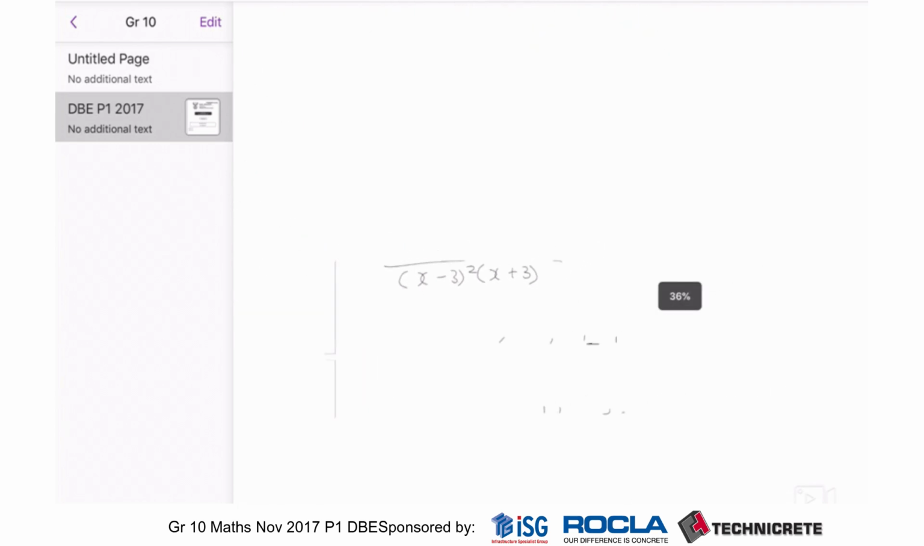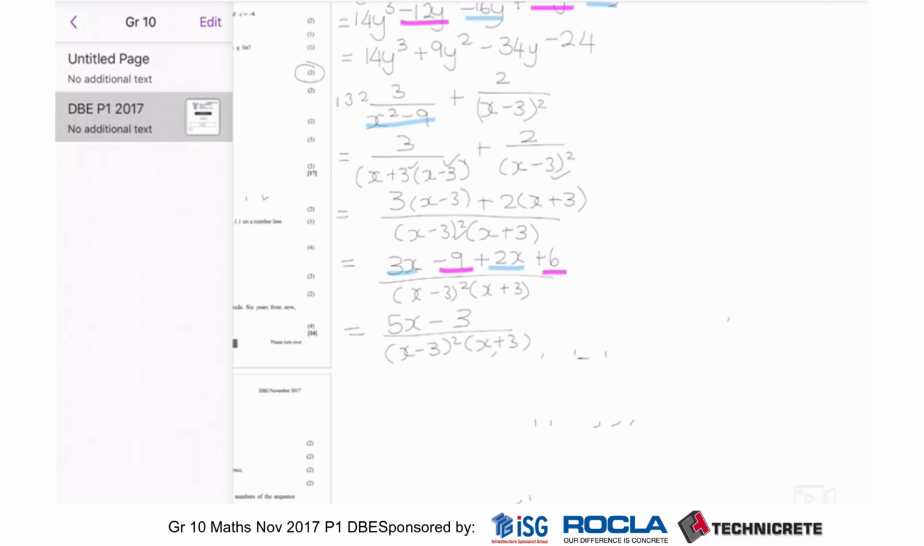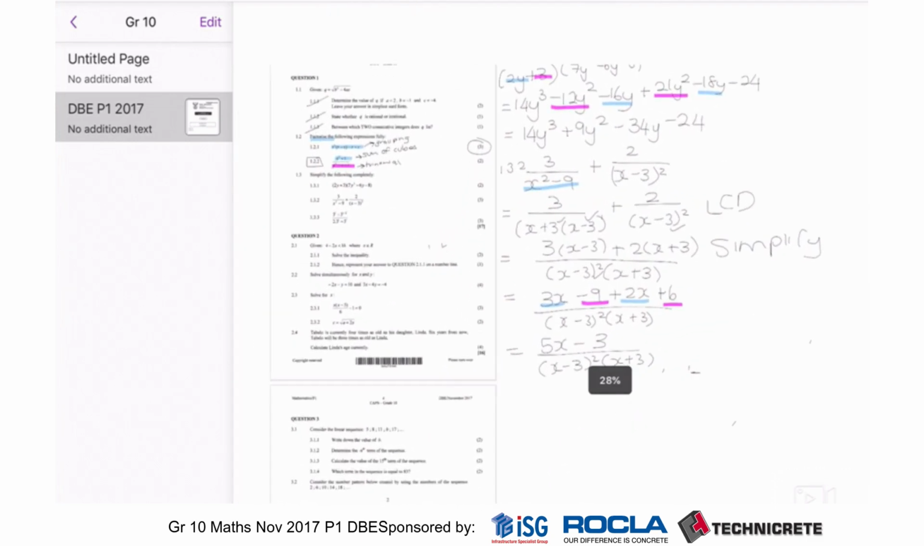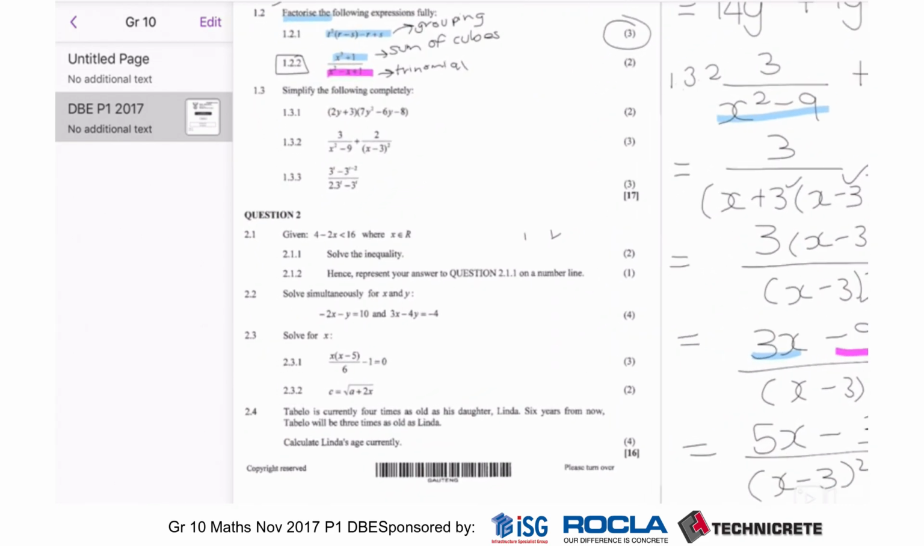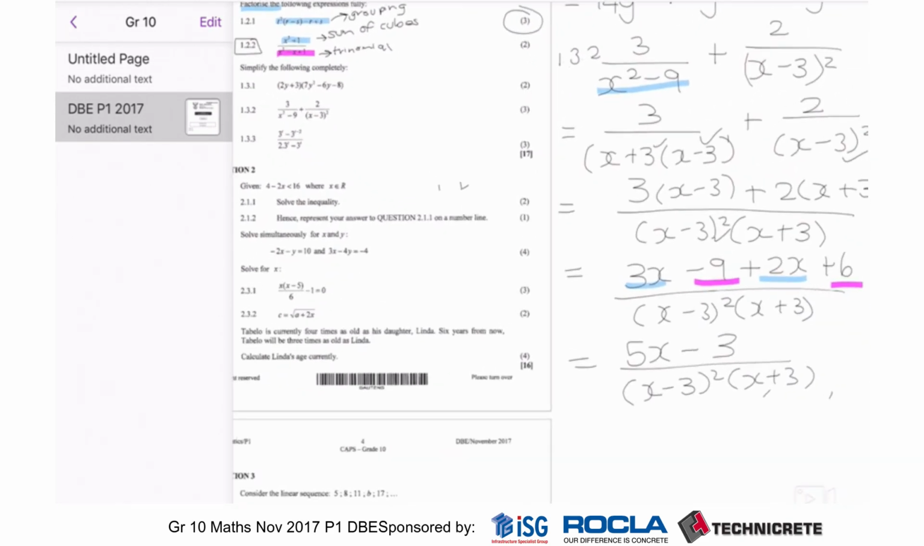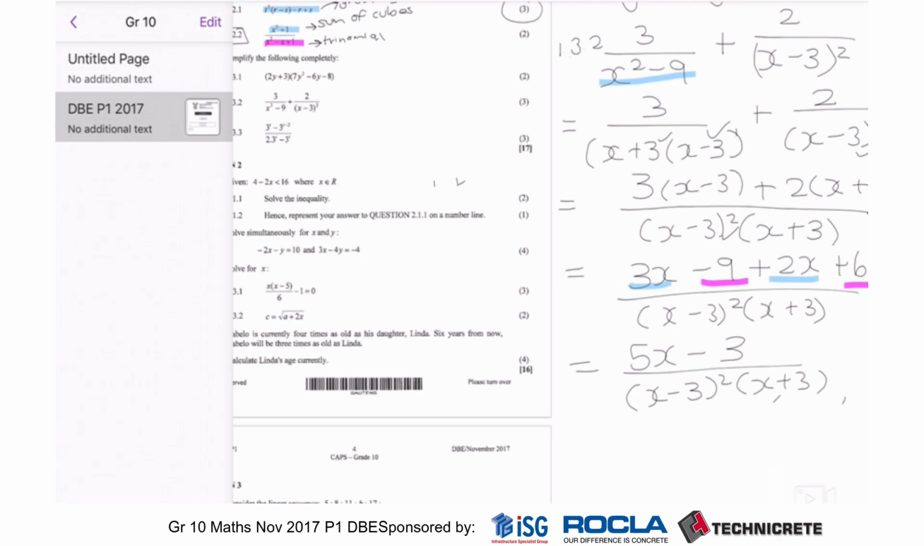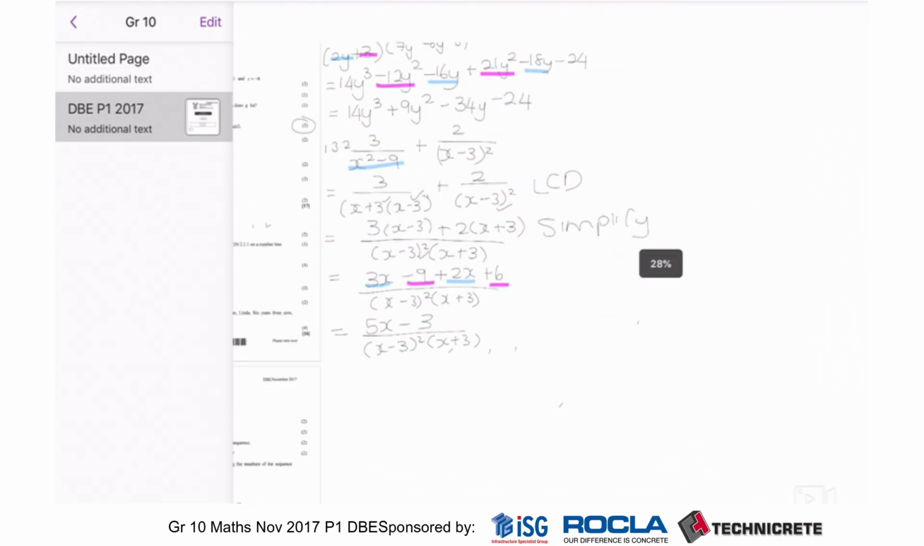Okay, let's take a look at the overall picture of what we did here. So firstly was we found our LCD, and then we had to simplify, making sure that we distribute everything that didn't follow, and then we just simplified. Okay, the last question that we have in this section is 1.3.3. I'm going to write it out over here for means of access of space.